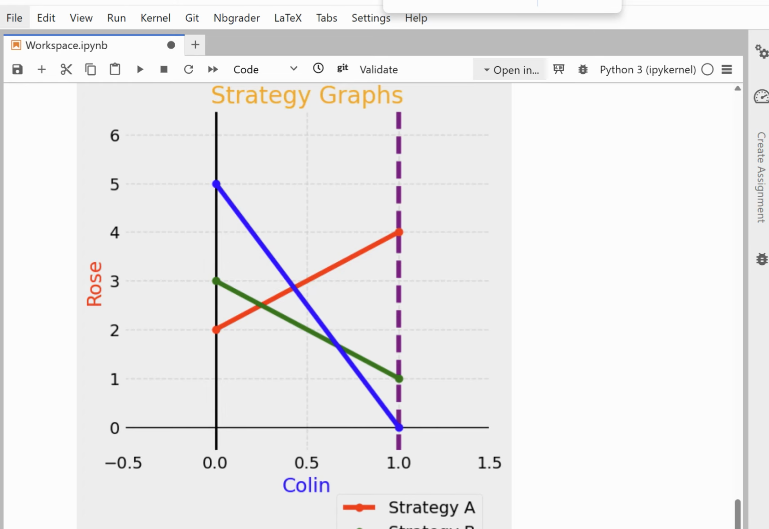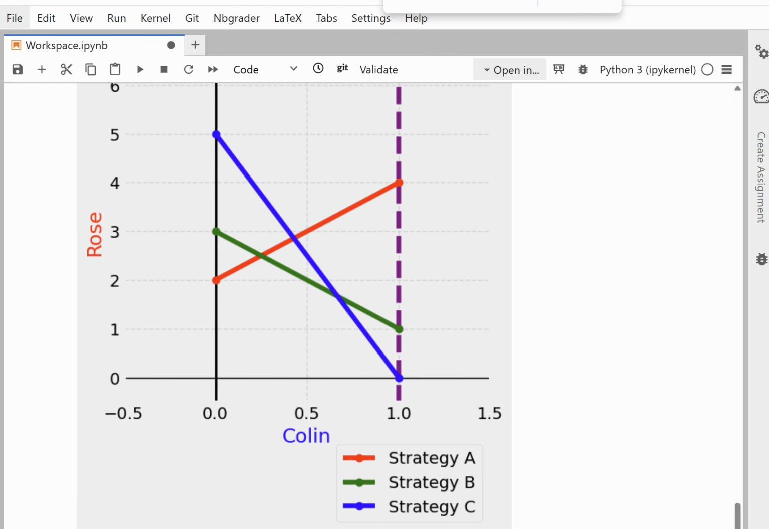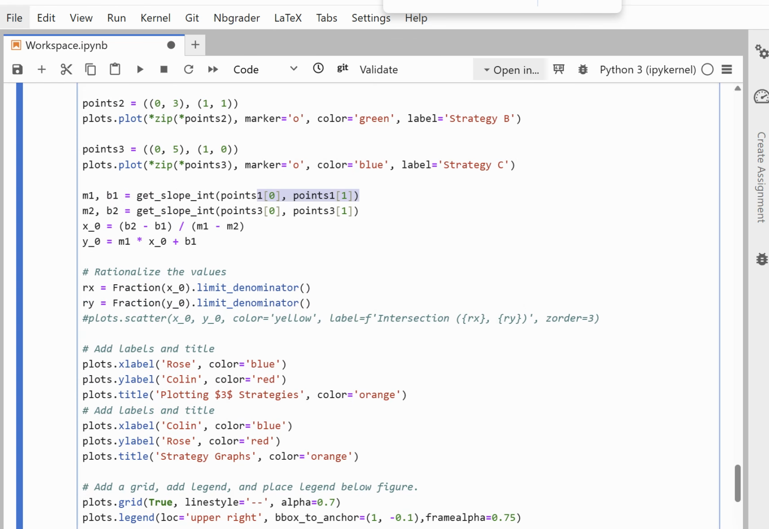Okay, so when he does that, that means the strategies A and C are active, right? Strategy A is red, strategies B and C are blue. Okay, that's why we've chosen points 1 and 3 to do our algebra.